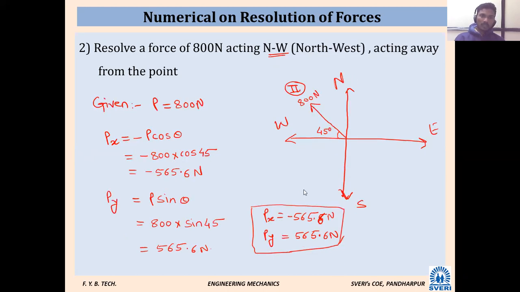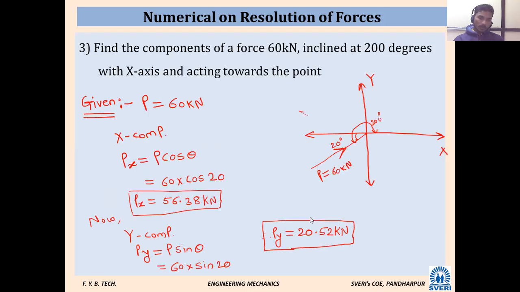After that, the 800 Newton force was in the northwest direction and acting away from the point. So in which quadrant will it come? Second quadrant. What are the signs of components in the second quadrant? X component is negative, Y component is positive. Very good.